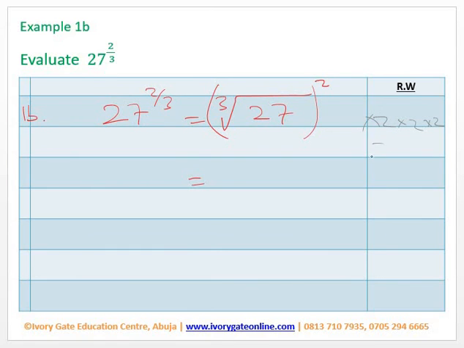Then, is it 3? 3 times 3 times 3. 3 times 3 is 9, times 3 is 27. So, the cube root is what? 3. Then, remember that we just solved what is inside the bracket. So, that now leaves us with raised to power 2. Then this is equal to 3 raised to power 2 means what? 3 times 3, which is what? 9.